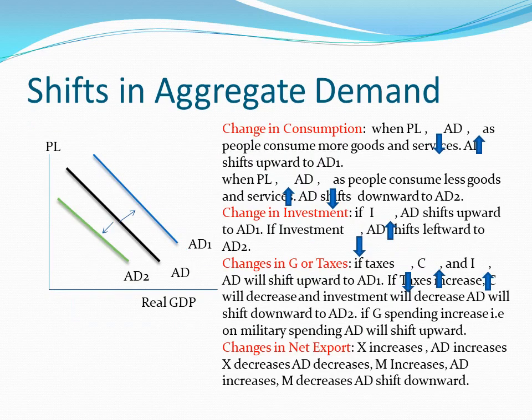Now move to the next slide, which is shift in aggregate demand. In shift in aggregate demand, you can see there are four situations where the aggregate demand curve shifts. The first one is changes in consumption, then changes in investment, changes in government spending or taxes, or changes in net exports.